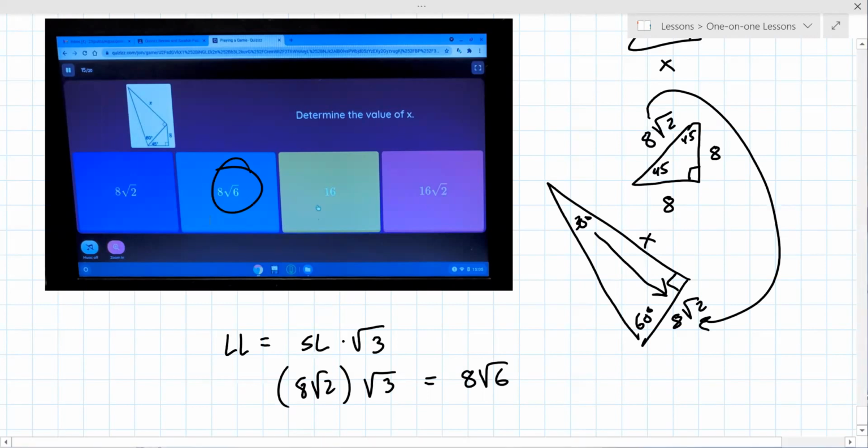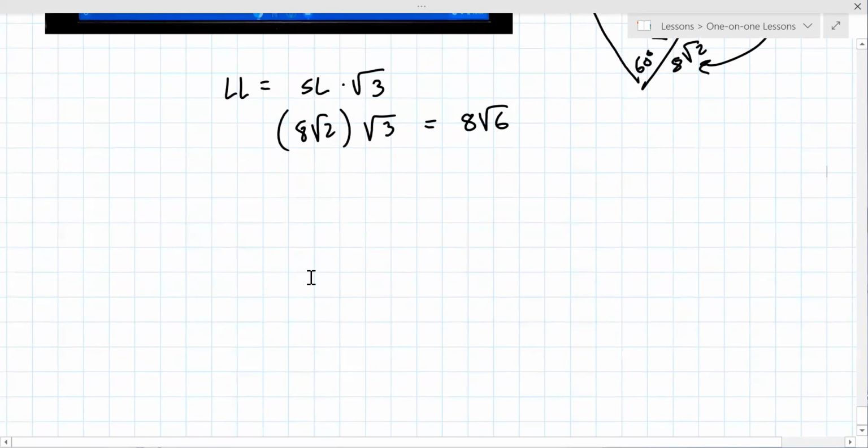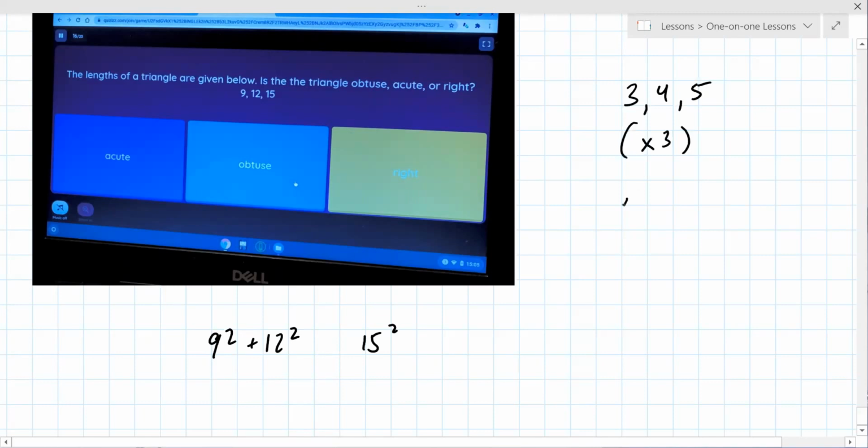Next one here is pretty short. It's just asking whether it's acute, obtuse, or right. So one way to do this is to do the whole 9 squared plus 12 squared, 15 squared. Okay, but this is actually a Pythagorean triple. If you multiply each of these sides by 3, you get 9, 12, 15. And the Pythagorean triples are always right triangles. Okay. So up to 17.